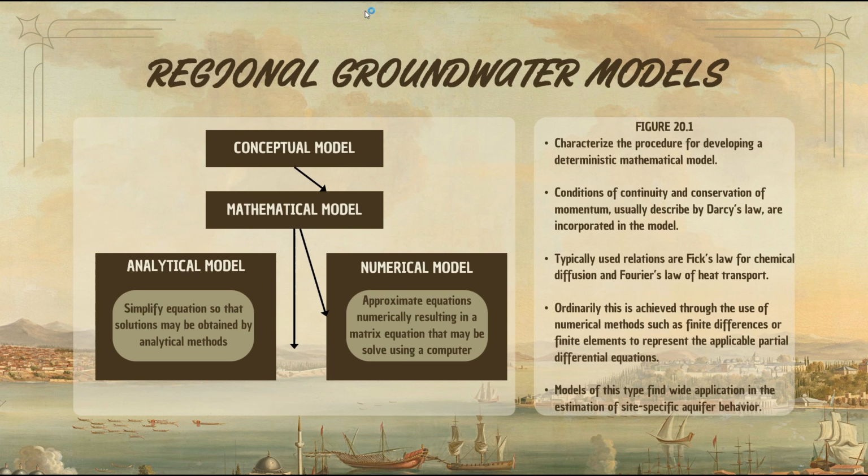So we can see in Figure 20.1 the conceptual model, the mathematical model, analytical model, and numerical model. Under analytical model is simplified equations so that solutions may be obtained by analytical methods. Next is the numerical models, which approximate equations numerically, resulting in a matrix equation that may be solved on a computer. So in Figure 20.1, typical relations are Fick's law for chemical diffusion and Fourier's law of heat transport.